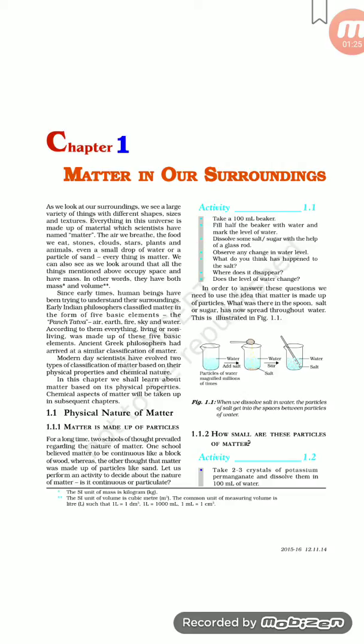So it also occupies some space and it also has mass. It might be negligible, but it has mass. So it is also matter. It means the main quality we have to see is that it must occupy space and must have some mass, whether it is seen or not seen.